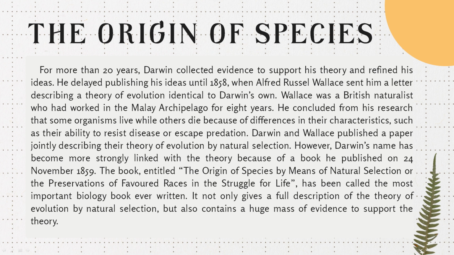However, Darwin's name has become more strongly linked with the theory because of a book he published on 24th of November in 1859. The book, entitled The Origin of Species by Means of Natural Selection, or The Preservation of Favored Races in the Struggle for Life, has been called the most important biology book ever written. It not only gives a full description of the theory of evolution by natural selection, but also contains a huge mass of evidence to support the theory.